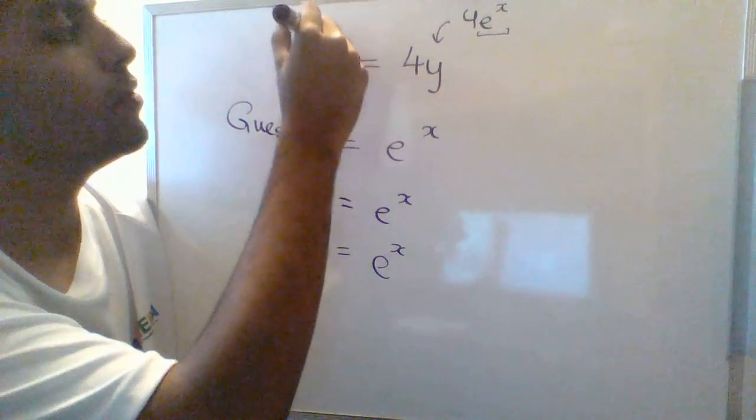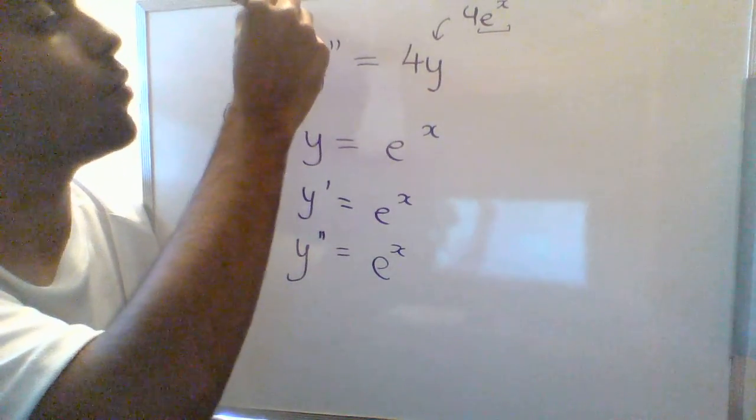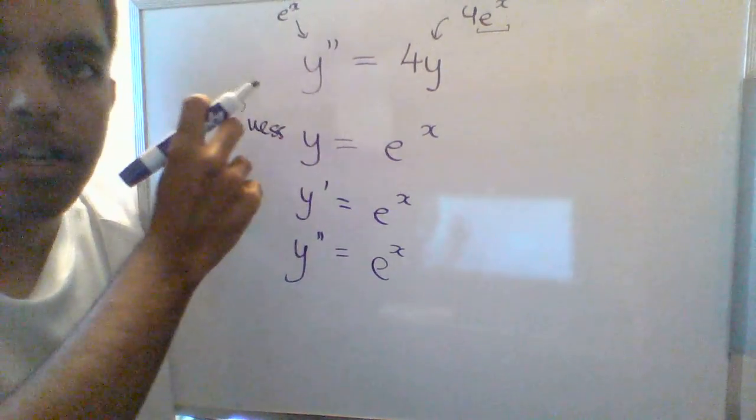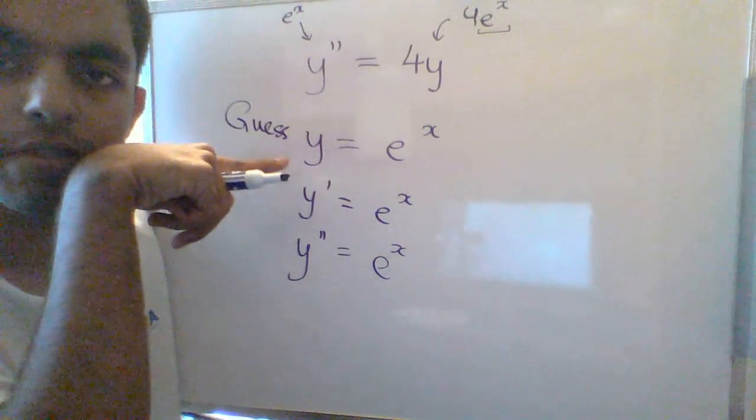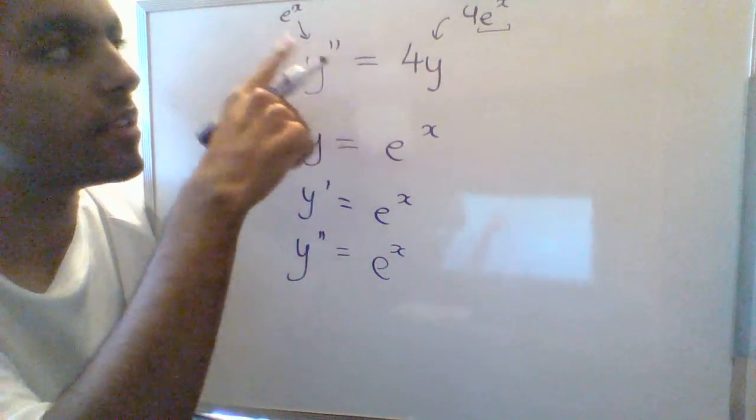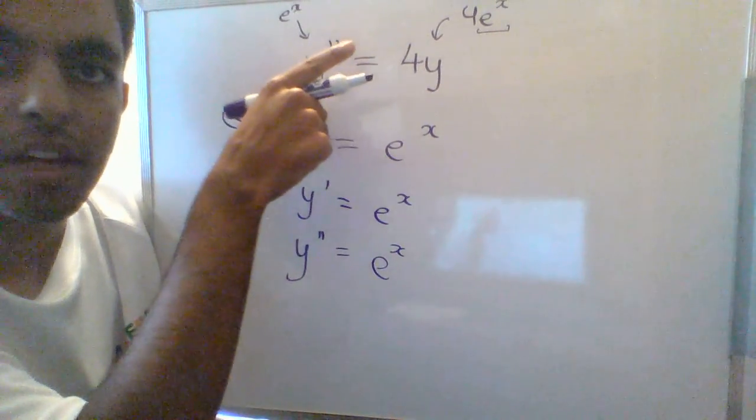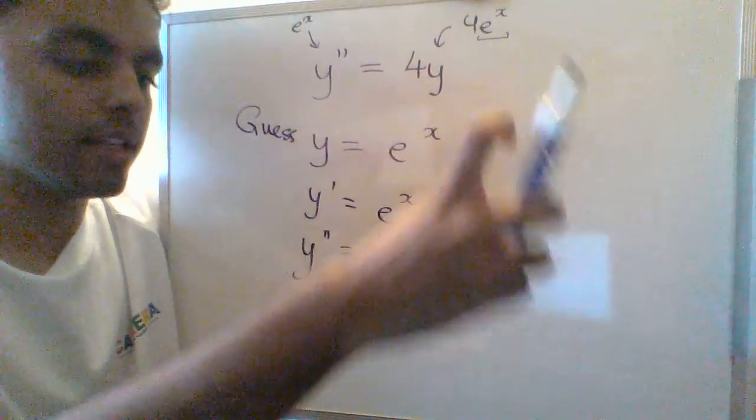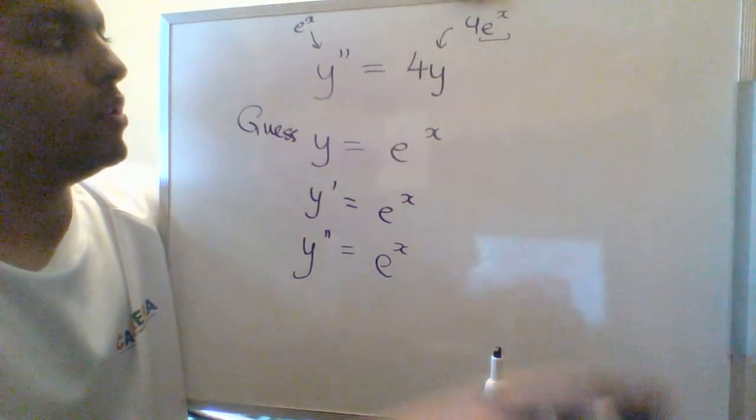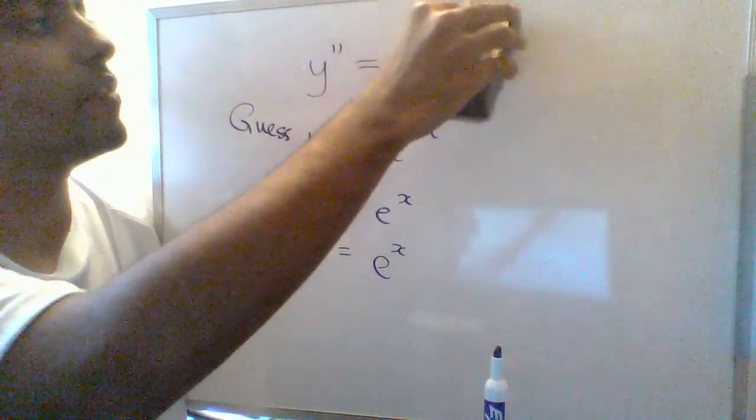But over here, when we did the calculation down here, we get that y double prime is just e to the x. So what we have with this guess of y being e to the x is it doesn't make any sense, because what we're trying to say is that e to the x is the same thing as 4 times e to the x, which doesn't really make any sense. So we need to try something a little bit different.